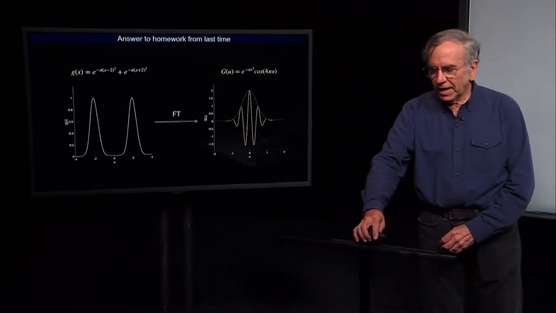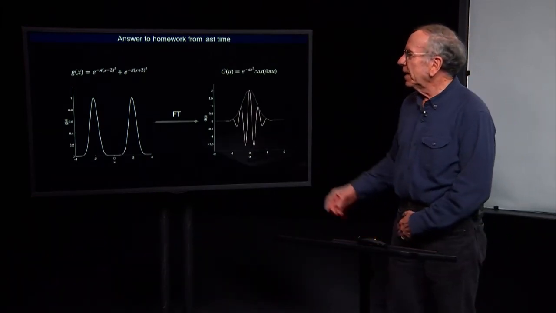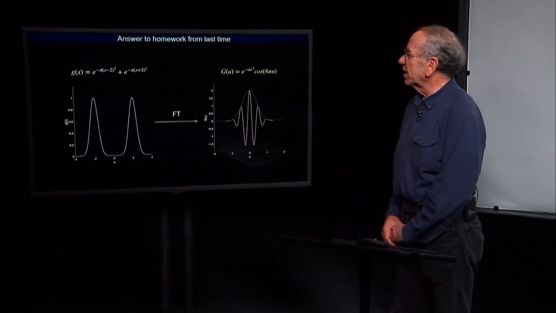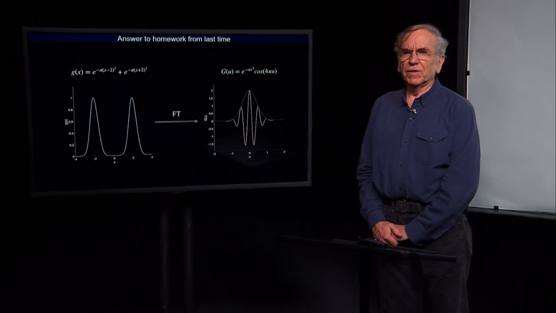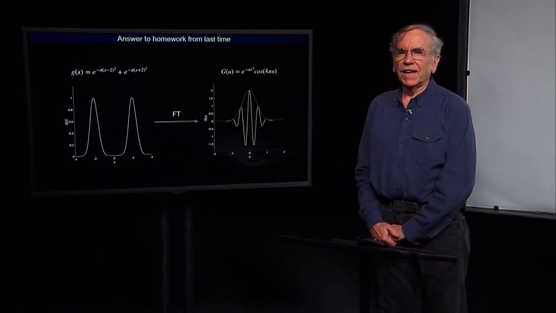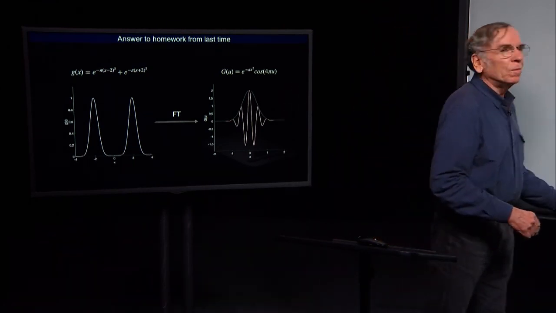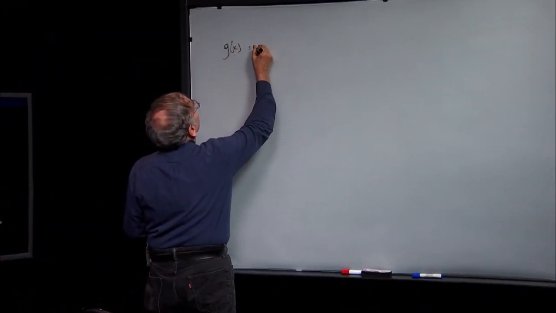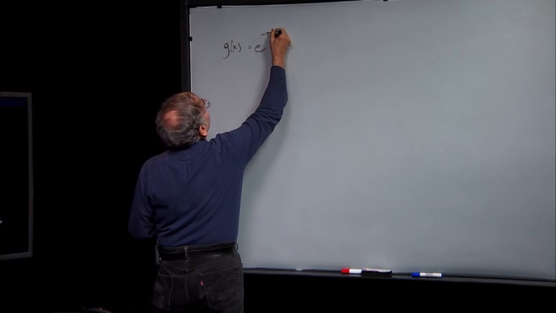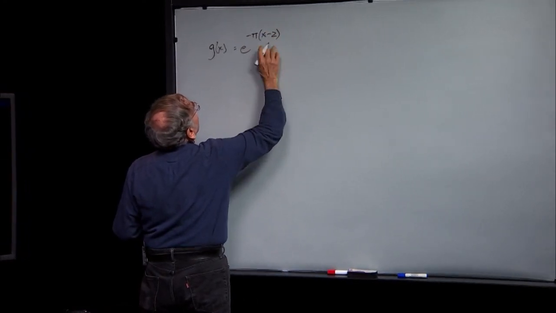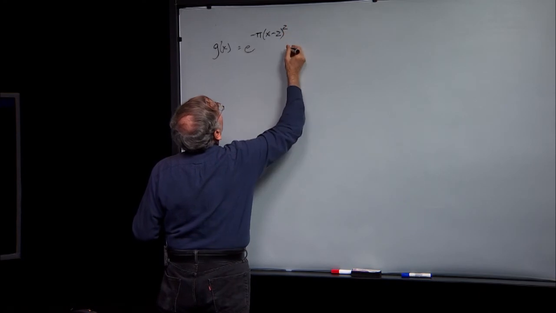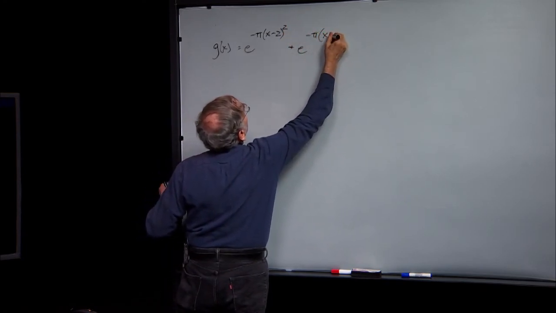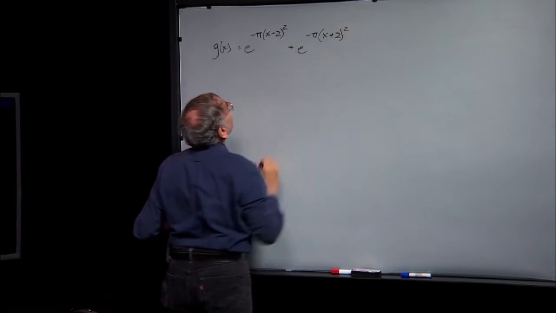So I asked you to solve this problem, the sum of two Gaussian functions that are displaced from each other, and that's the Fourier transform. Now, hopefully you got that. Let's just see how one gets that. So here's our g of x. It's e to the minus pi x displaced by 2 units plus e to the minus pi x displaced by 2 units in the other direction.